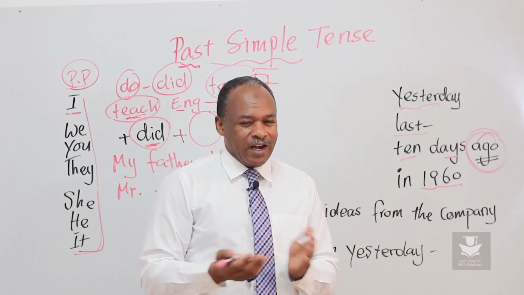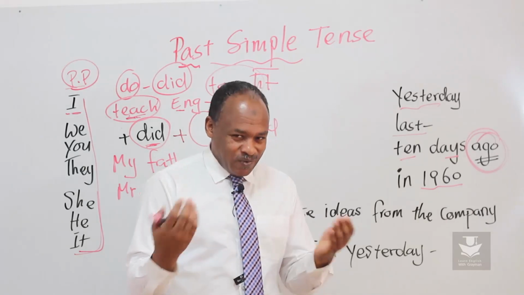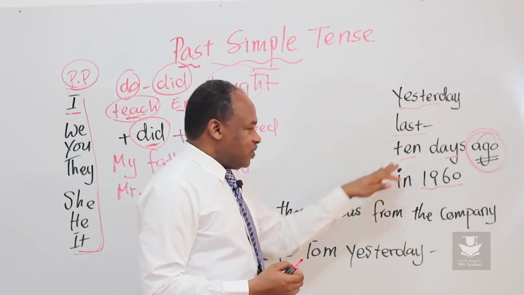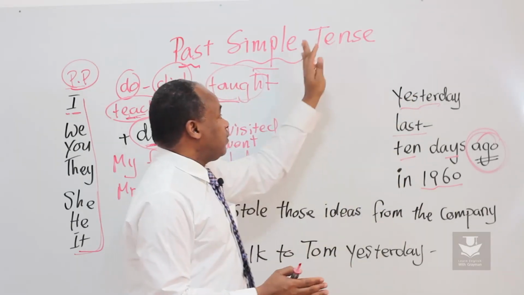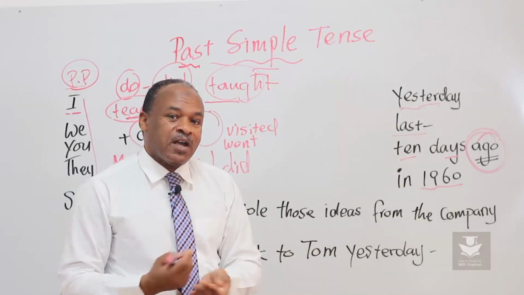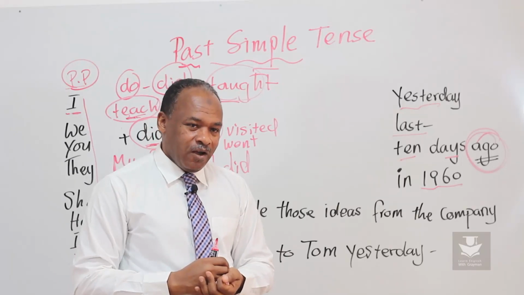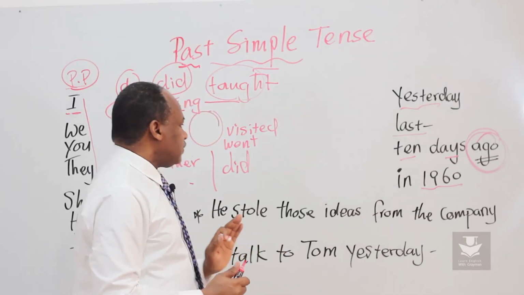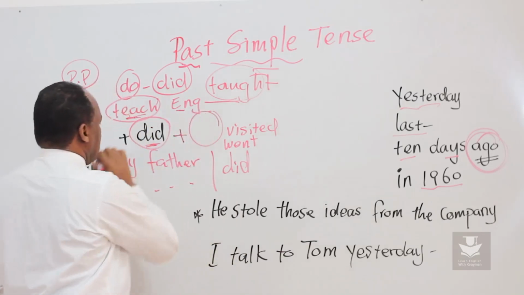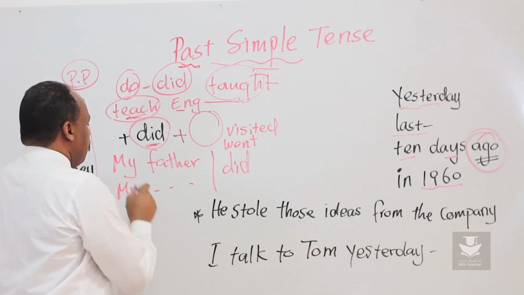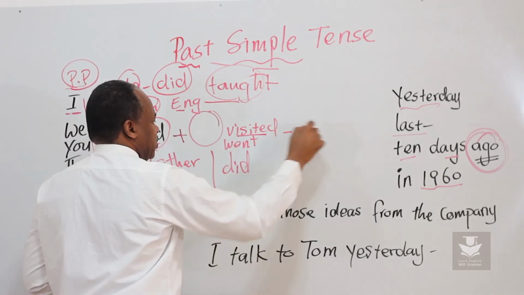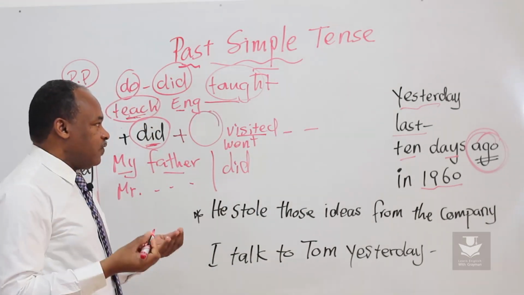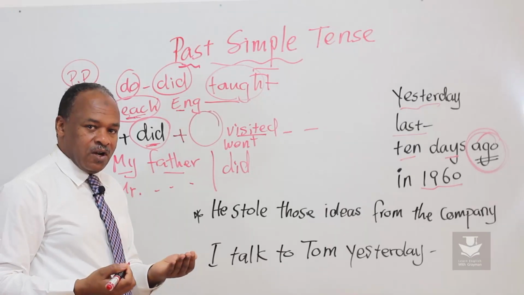Well, I was not born right after my parents got married, so I'm not that old. Okay? So these are the time expressions that go with this one. So how should we make a question? To make a question, if I said, for example, my father visited England last year.